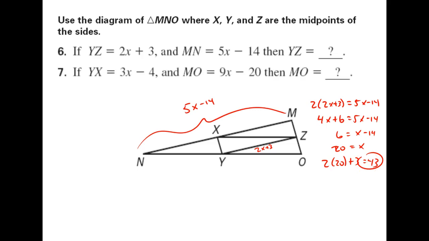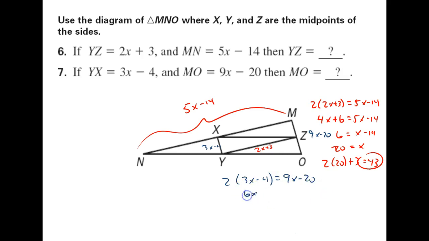And then another question, same situation. Let me get a different color here. Here we have YX is 3x minus 4. So this length here is 3x minus 4. And MO, this side over here, is 9x minus 20. Well, it's going to take 2 of these short guys to equal one of these longer guys. And then once we find our variable x, we're going to plug it in to find MO. So 2 times 3x minus 4 is going to be equal to 9x minus 20.